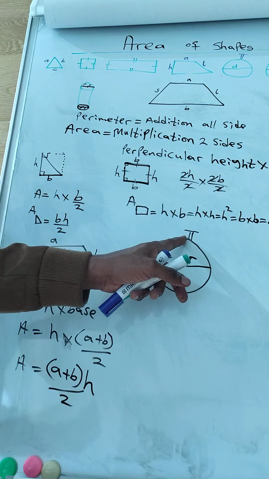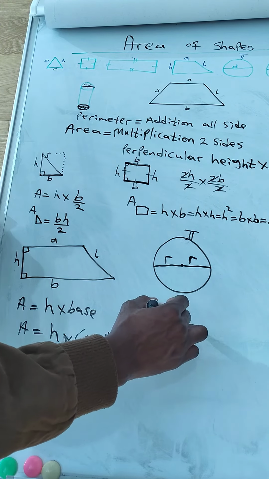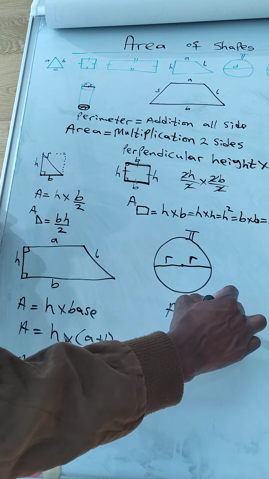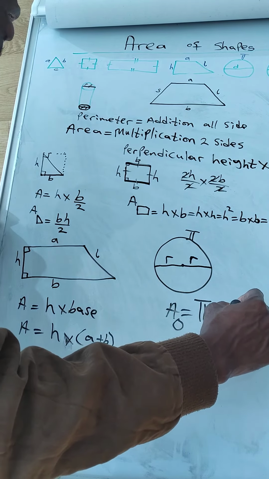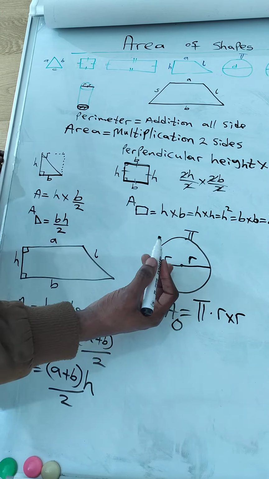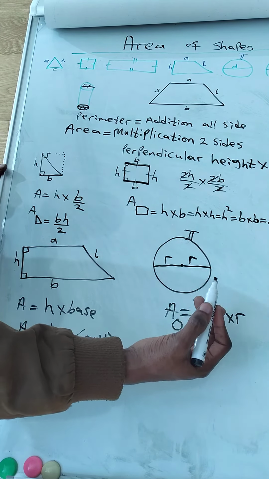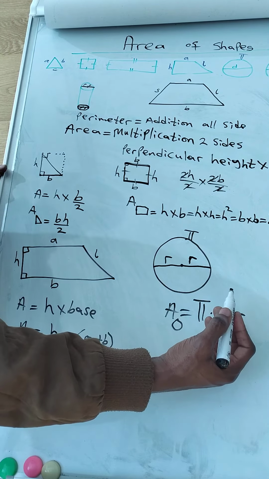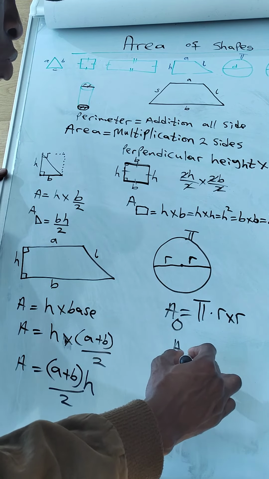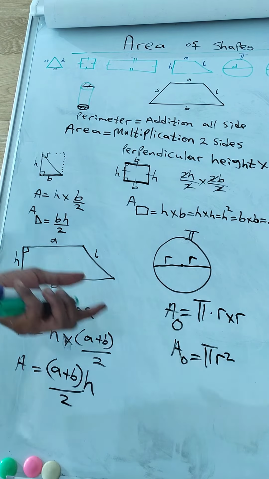Anything, when you are dealing with any shape that has a curve, just attach the pi to the formula. That is, the area of a circle will be pi r times r. Don't forget, area is multiplication and it's two sides. Since we have just two sides, we don't need to look for any extra side. One will represent the perpendicular height, the other one will represent the base. So the area of a circle is what? R times R is r squared. It is pi r squared. That is it.